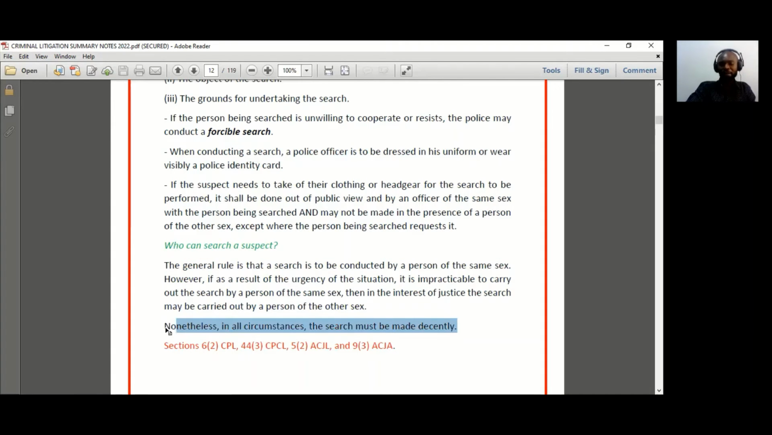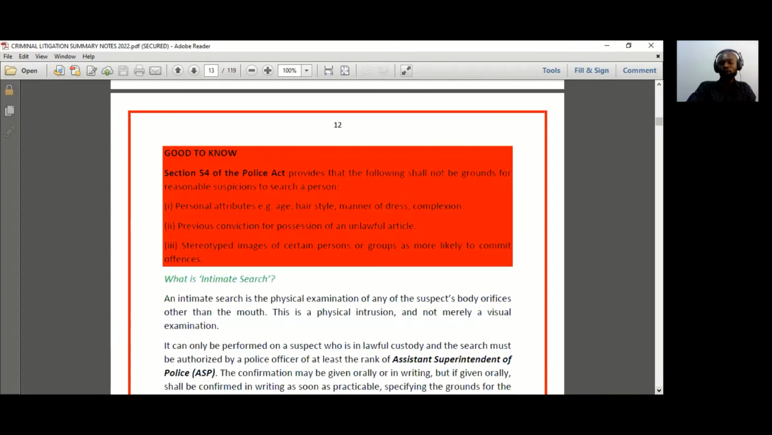So whether you have a man search a man or a man search a woman or vice versa, it must be done decently. Now, it's also worth noting that if the suspect to be searched does not cooperate with the police, then the police may conduct what we call a forcible search, which means the police may possibly apply more force in order to conduct a search of the suspect.